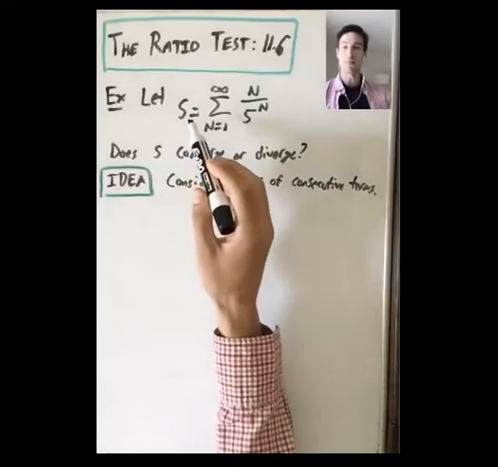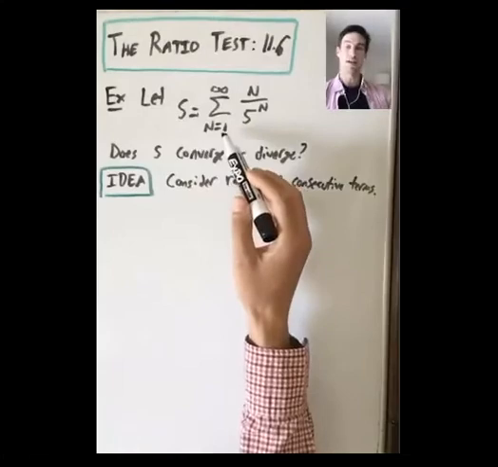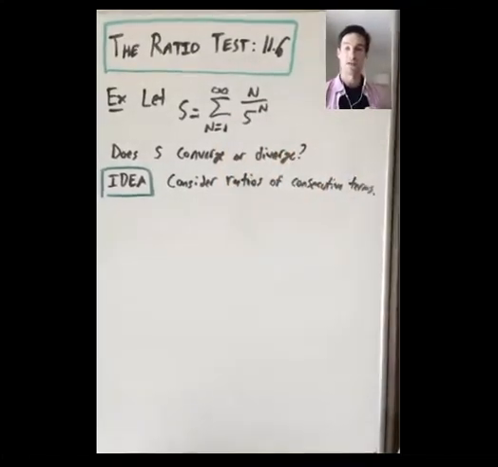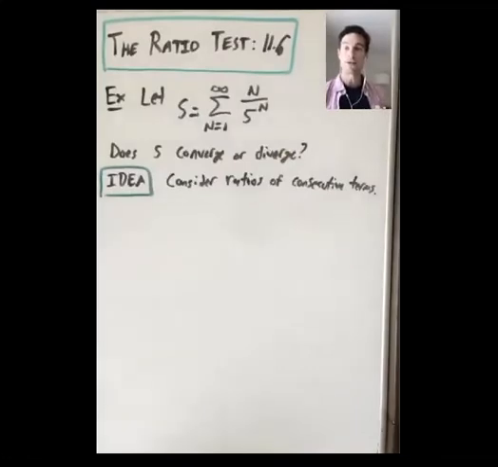Let's take this example of a series S, which is the sum from n equals 1 to infinity of n over 5 to the n. And we want to know whether S converges or diverges.